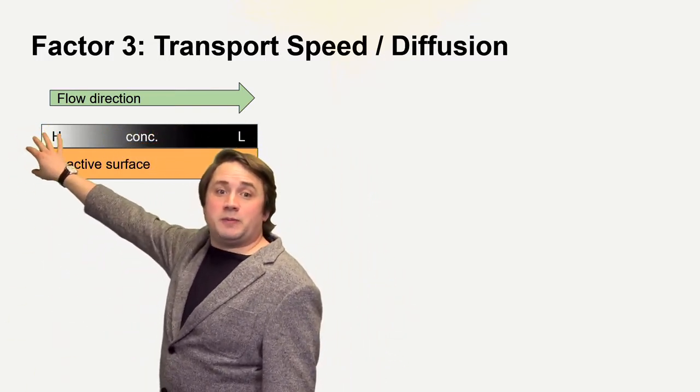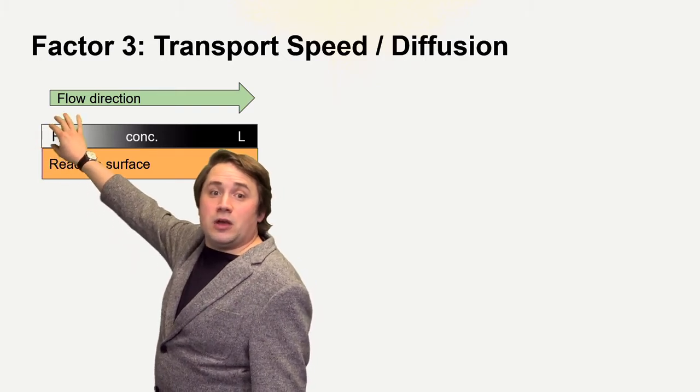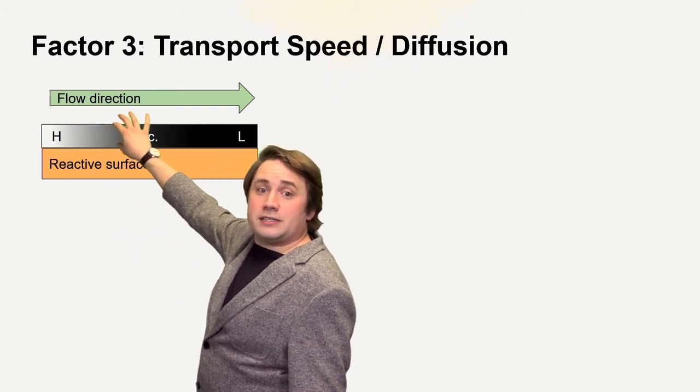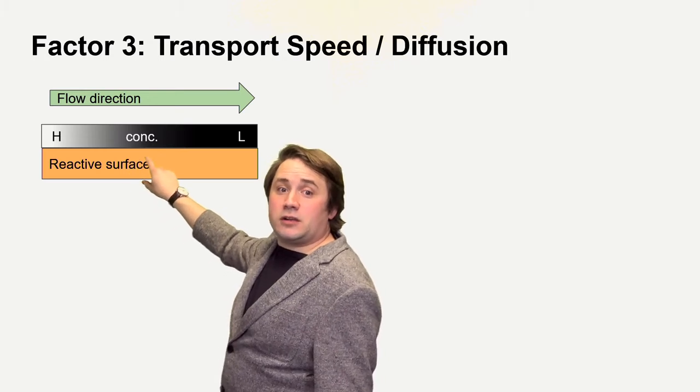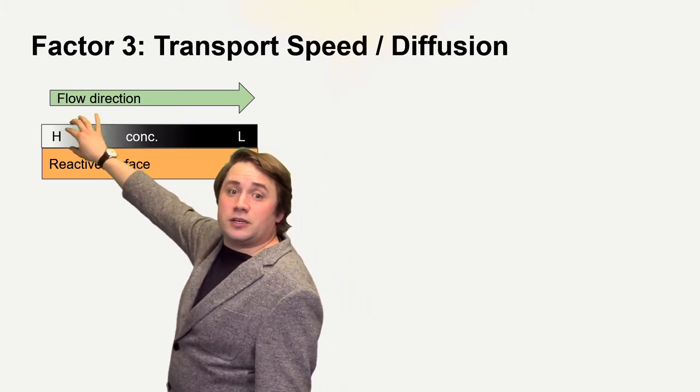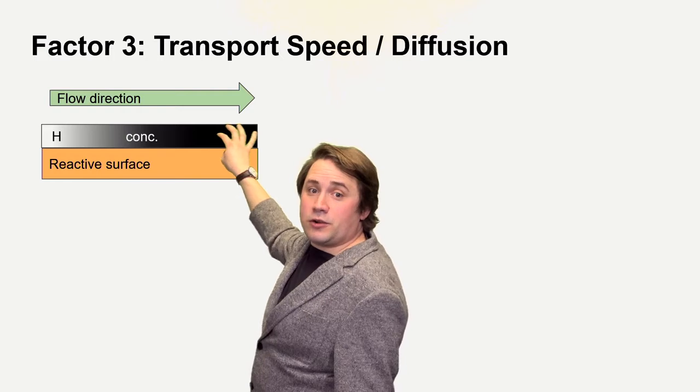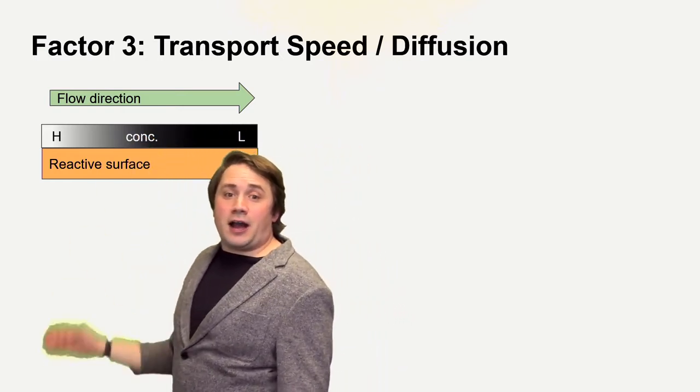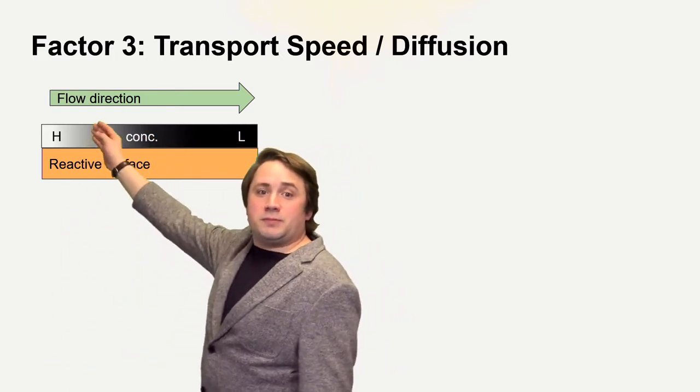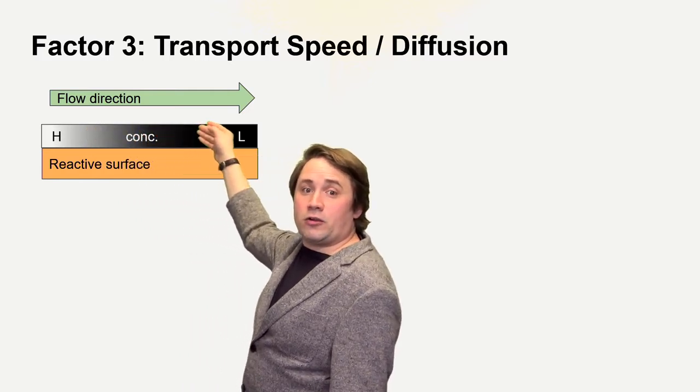So if you speed up the flow, what's that going to do? Well, then the water is going to be moving faster across the surface than this reactive surface can consume it. And so this is going to increase the concentration along this entire reactive surface. And thus, you're going to have a higher apparent K value because the concentration remains higher across the entire length of the reactive surface.